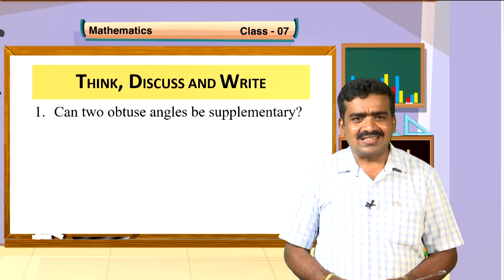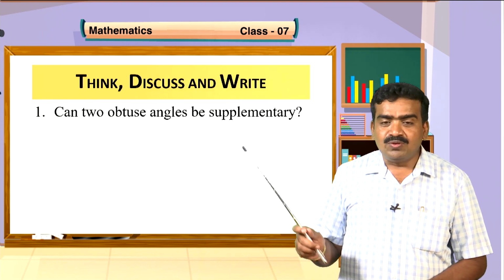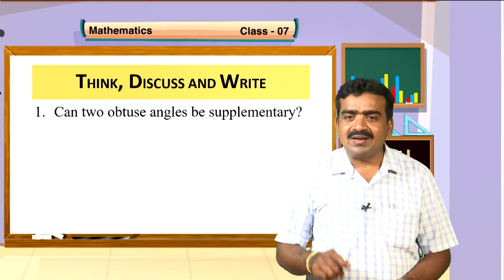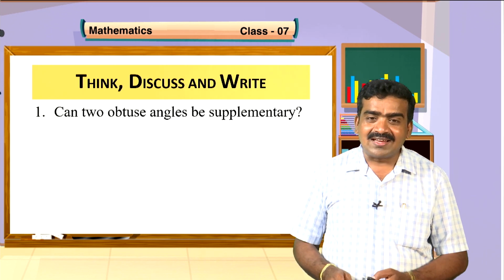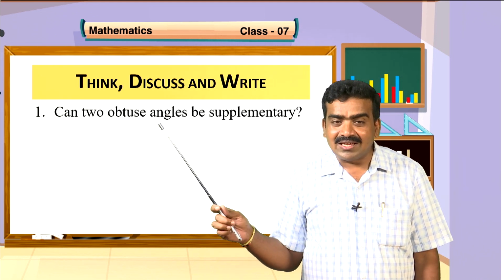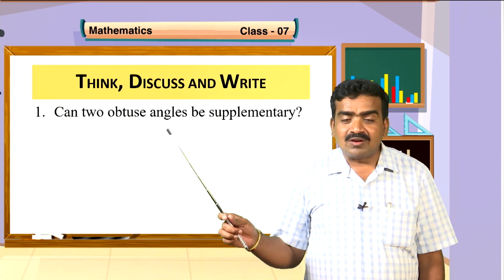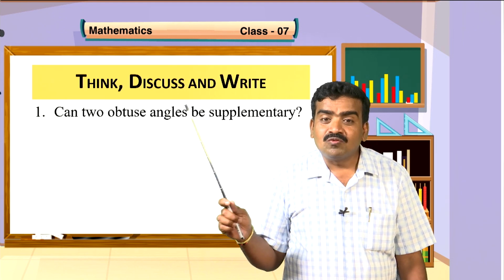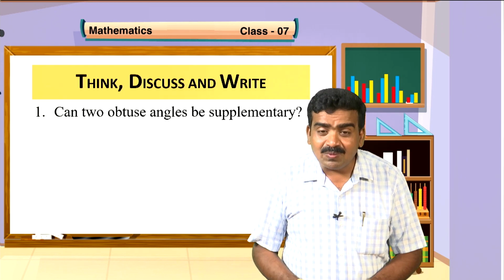The question is like this: can two obtuse angles be supplementary? Before going to answer this question, you have to recall the meaning of supplementary angles. What are supplementary angles? If the sum of two angles is 180 degree, then they are called supplementary angles. Here two angles are given. What kind of angles are they? They are obtuse angles. What we have to do here? We have to add two obtuse angles. How much should we get? 180 degree. If you are not getting 180 degree, then they are not supplementary angles.